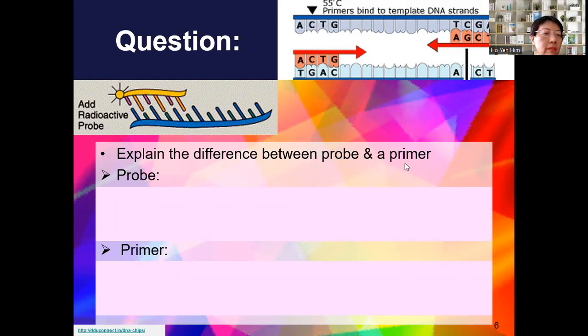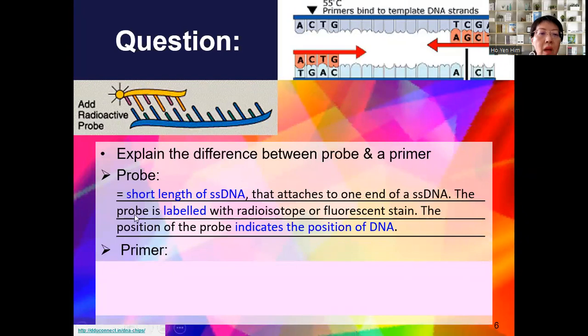Can you remember? To make it quick, I'll just show the answer. The probe is a short length of single-stranded DNA that attaches to another single-stranded DNA at one end. The probe is usually labeled, in this case with radioisotope, or it can be labeled with fluorescent stain. And the position of the probe will indicate the position of the DNA.